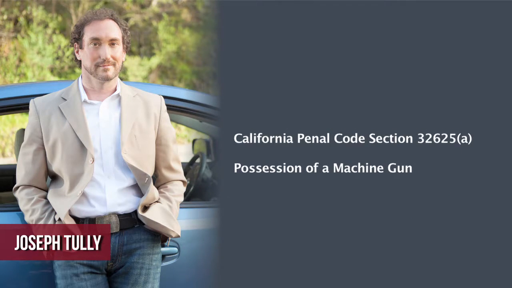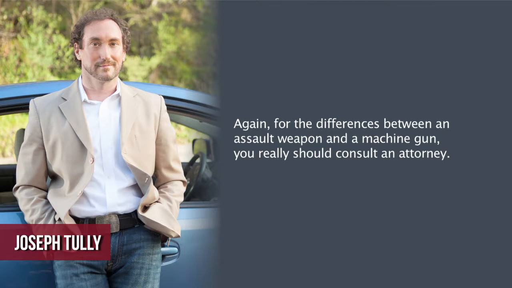Penal Code Section 32625(a) is possession of a machine gun. So it's basically the same thing as possession of an assault weapon, except it's a machine gun. Again, for the differences between an assault weapon and a machine gun, you really should consult an attorney.